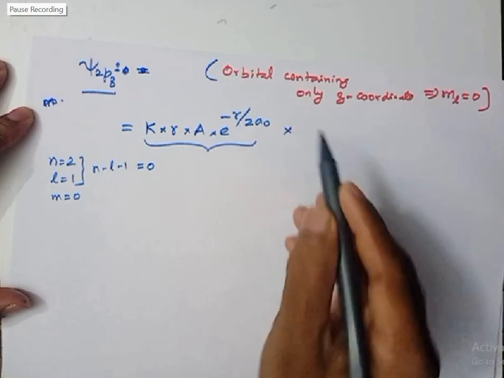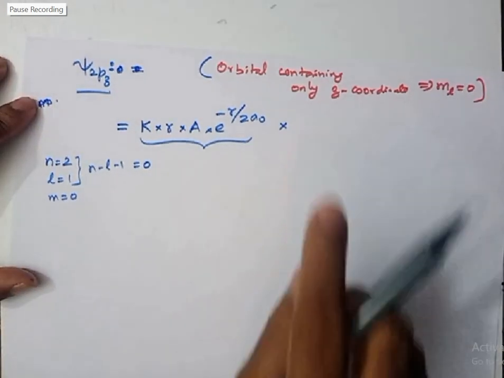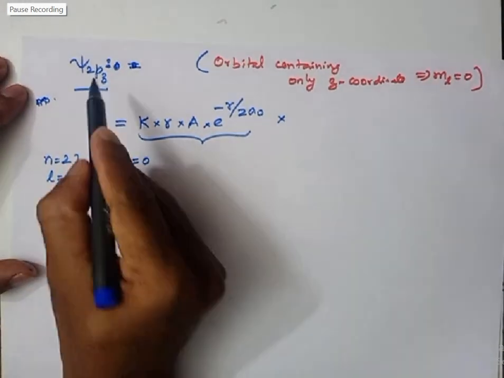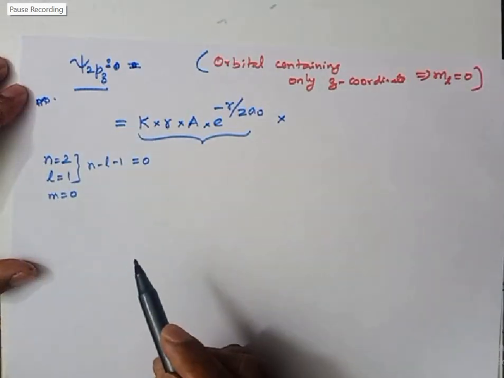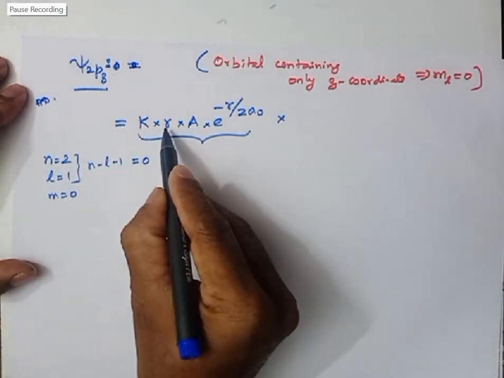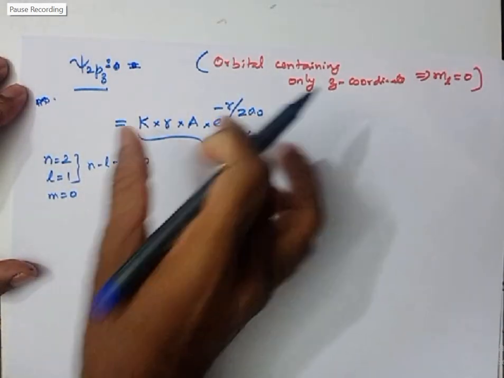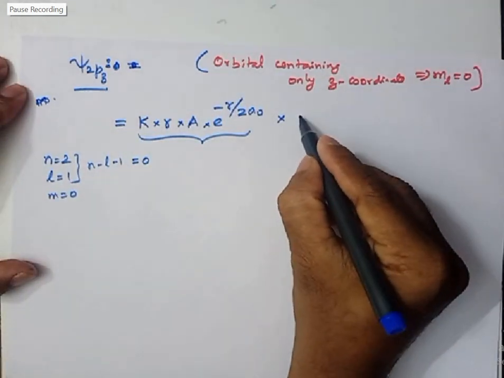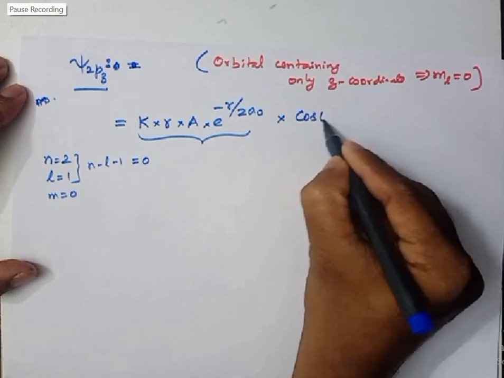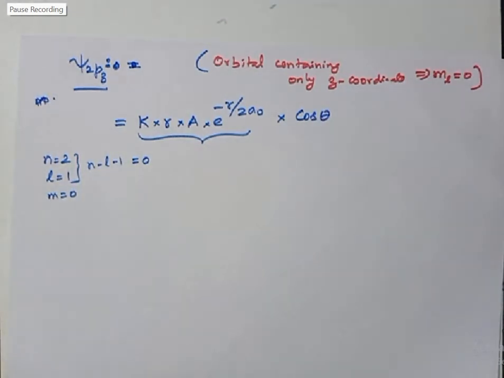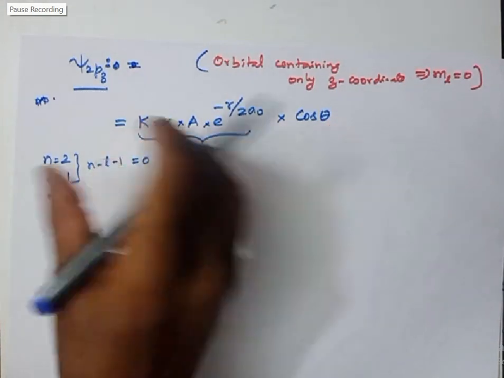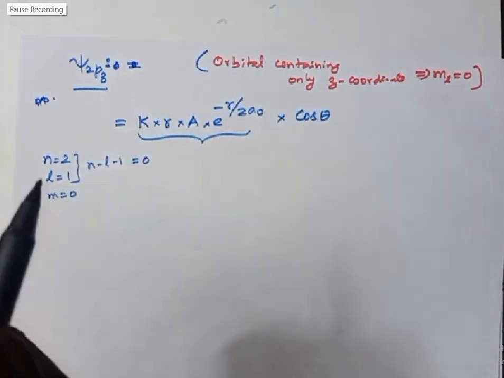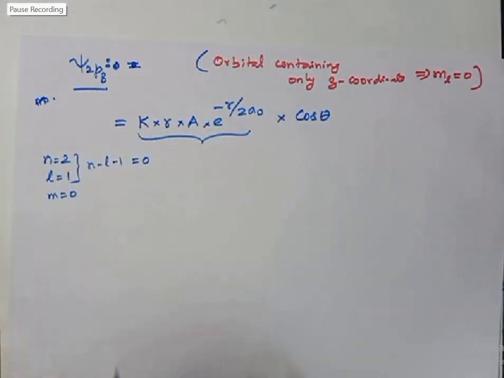Can anyone tell me what the angular part is? R cos theta, is it? R is included in the radial part, so the angular part is cos theta. That's all. Very simple. It's a general way of writing the wave function for any orbital. You can easily write it.